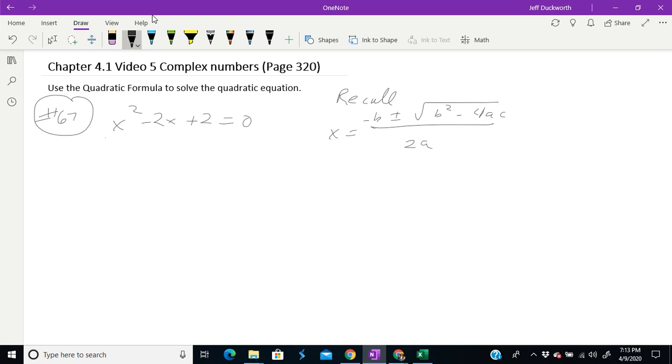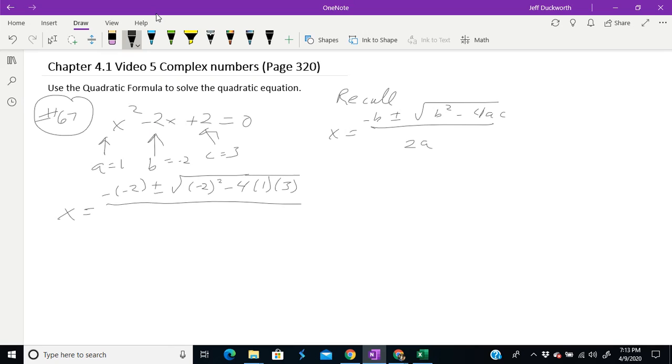So here, a, there's no value in front of the x squared, so a is 1. B is negative 2, and finally c is 3. All right, so let's solve. So we have x equals negative negative 2 plus or minus the square root of negative 2 squared minus 4, a is 1, and c is 3. And all of this is over 2 times 1, which is a.